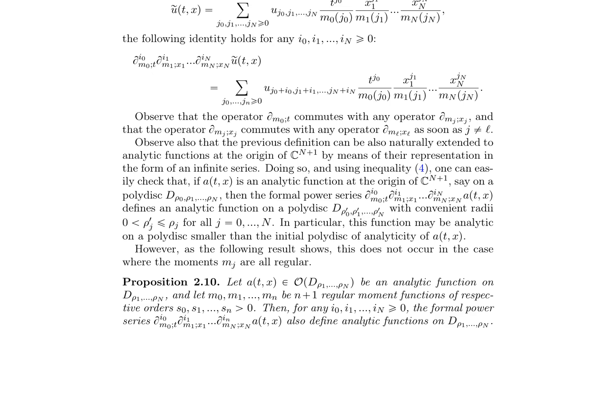Proposition 2.10 states that if a(t, x) is an analytic function on D(ρ1,...,ρn), and m0, m1, ..., mn are regular moment functions of respective orders s0, s1, ..., sn greater than 0, then for any i0, i1, ..., in greater than or equal to 0, the formal power series ∂m0,t^i0 ∂m1,x1^i1 ... ∂mn,xn^in a(t, x) also defines an analytic function on D(ρ1,...,ρn). This result ensures that the application of moment derivatives does not reduce the domain of analyticity of the original function.